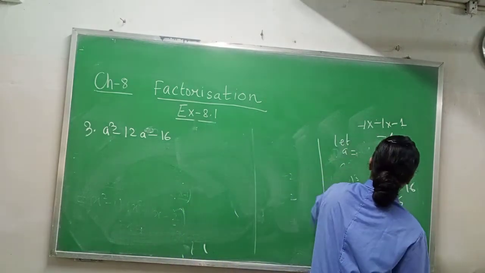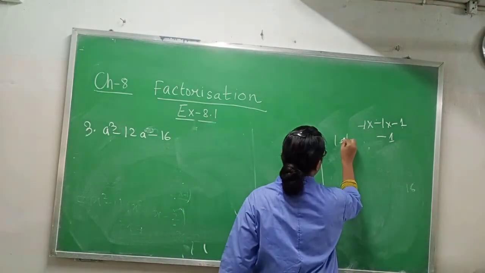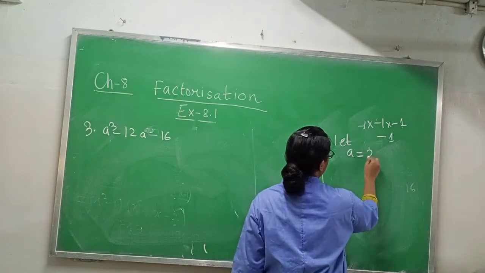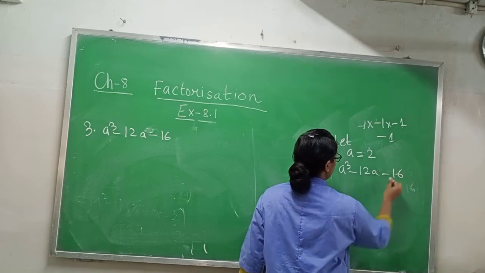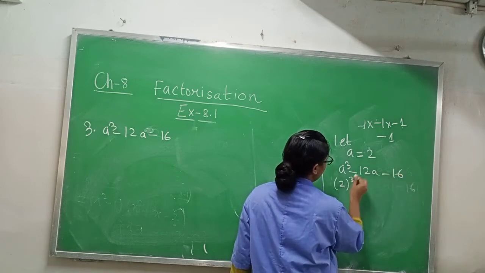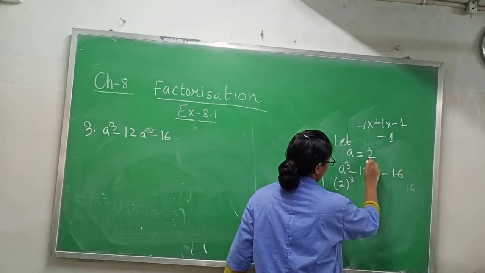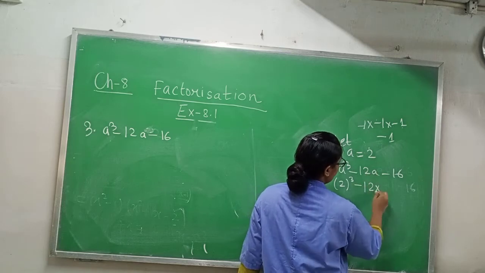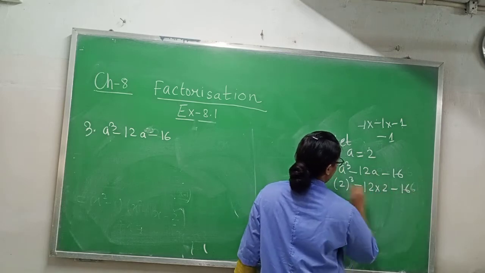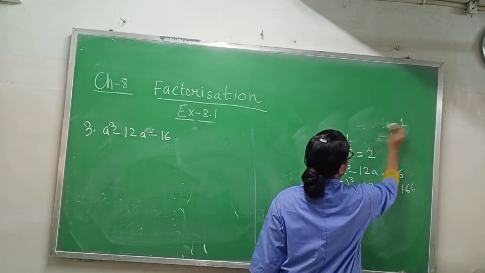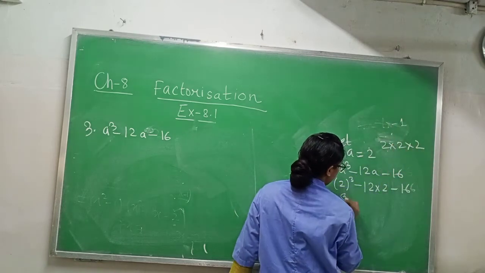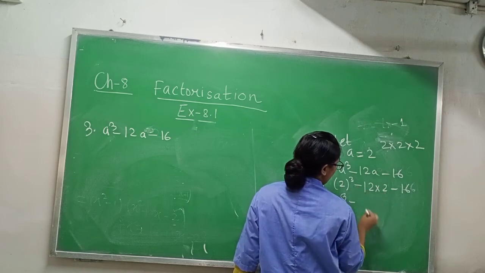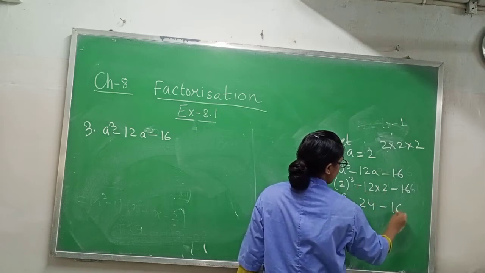Now come to a equals to 2. Let a equals to 2. Again a cube minus 12a minus 16. Now in place of a, what will we put? a equals to 2, 12 into 2, minus 16. 2 cube means 2 will multiply 3 times, 2 into 2 into 2. 2 2s are 4, 4 2s are 8. Minus 12 into 2, 24, minus 16.